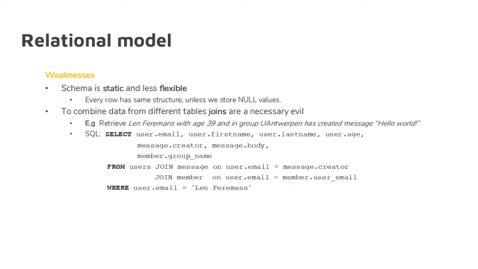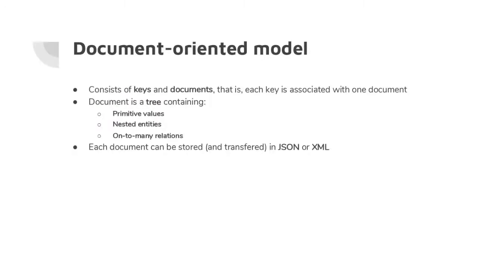Then the second type of data model is a document-oriented model. A document-oriented model is an alternative to the relational model. So the main properties there are that it consists of keys and documents. That means you have a unique key, and every key has associated with it one document.